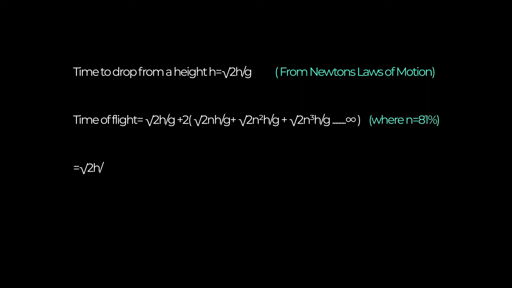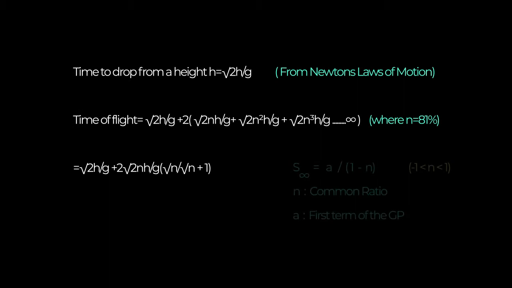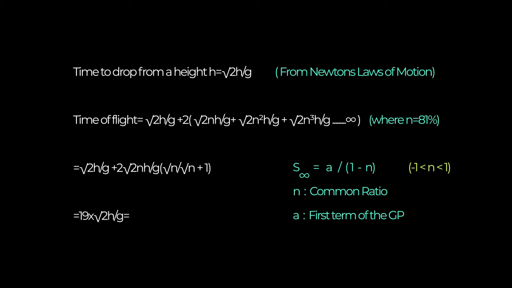After further solving and applying the formula of an infinite GP, we get the simplified expression as √(2h/g) + 2√(2nh/g) × √n/(√n + 1). Further simplification results in the answer coming out to be 19 seconds.